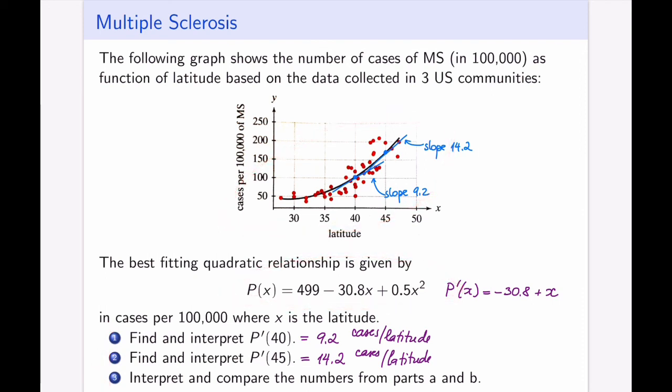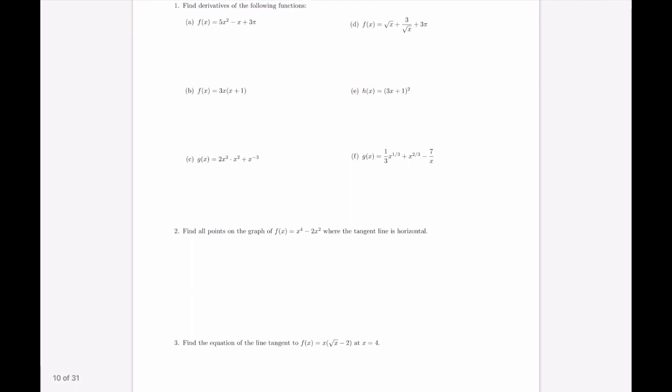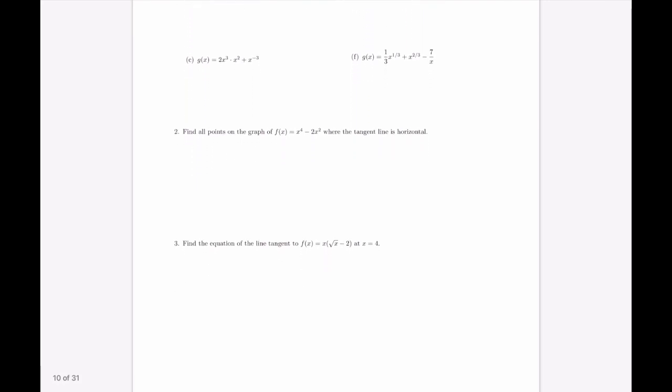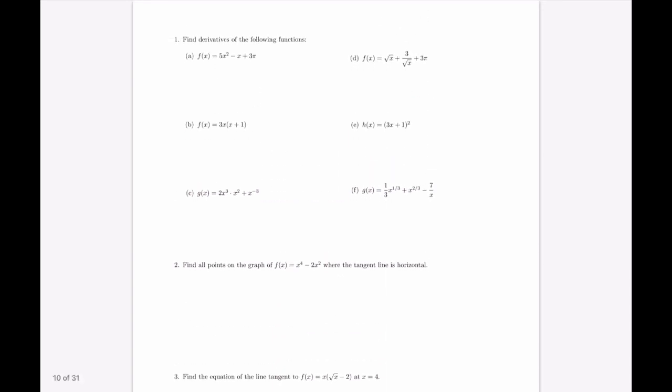In your notes, you will also find this worksheet that walks you through more examples of looking for the derivative analytically, as well as connecting it to the graphical representation of these concepts. So I strongly encourage you to actually work through this worksheet for more practice.